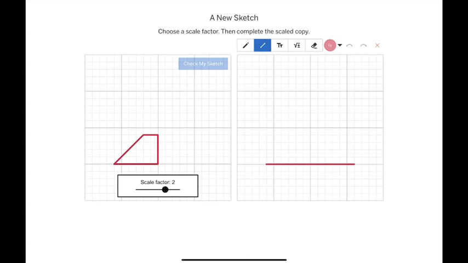So let's do a challenging one. Let's do 0.5. So a scale factor of 0.5 would make this bottom one 3.